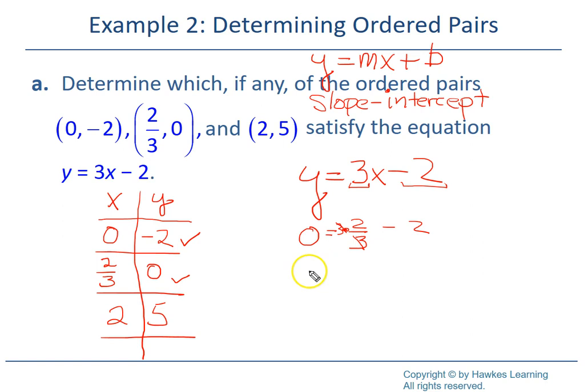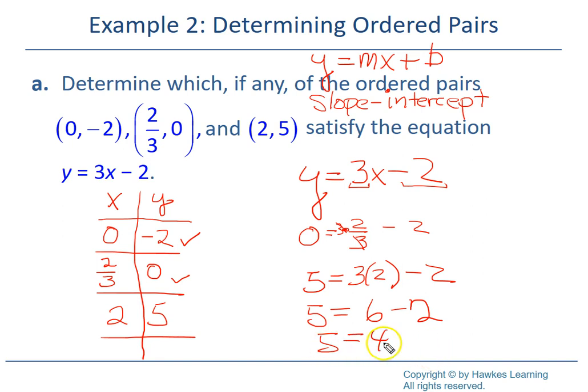And how about this one here? So we're saying y is 5, 3 times 2 minus 2. So this is a 5, this is a 6 minus 2. Does 5 equal 4? No, so this one isn't. And that will be the answers. These satisfy, but this one doesn't. Alright, that's what this is all about here.